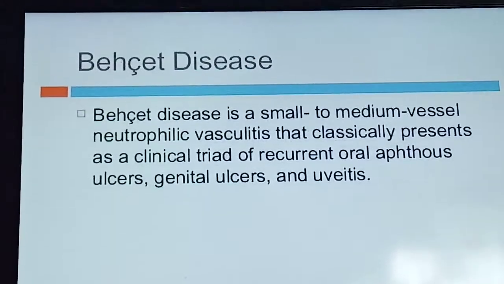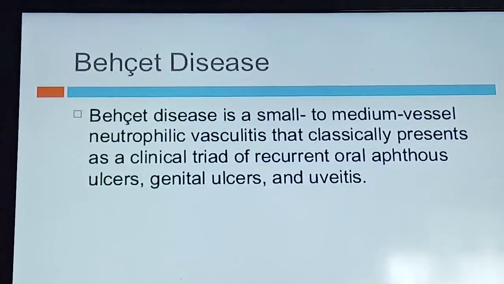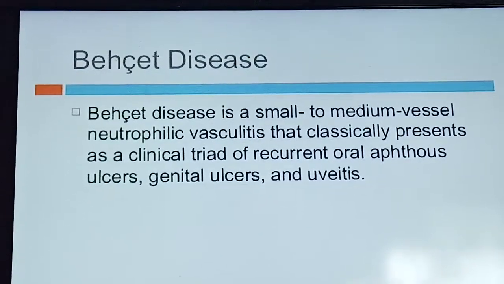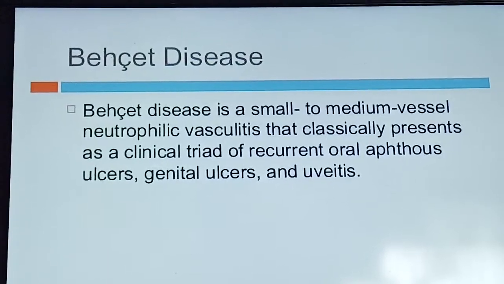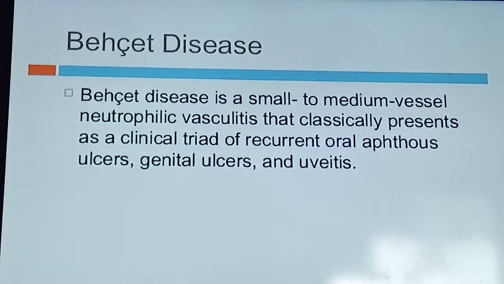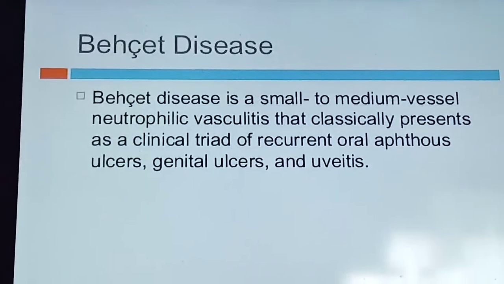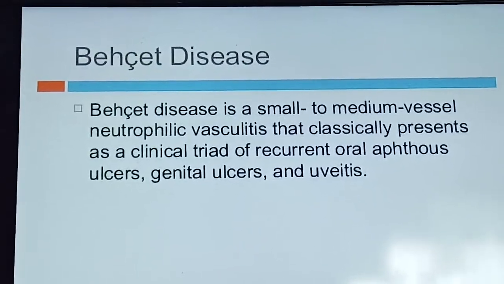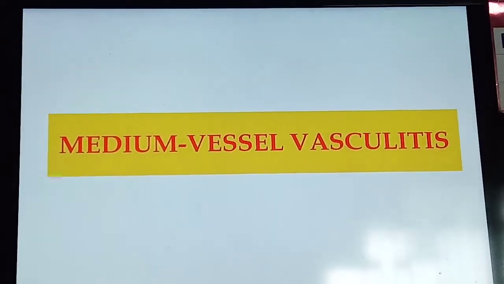Now come to Behçet disease. Behçet disease is a small to medium vessel neutrophilic vasculitis that classically presents as a clinical triad of recurrent oral aphthous ulcers, genital ulcers, and uveitis. Now come to the others.